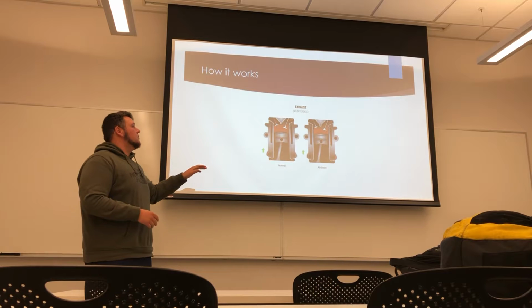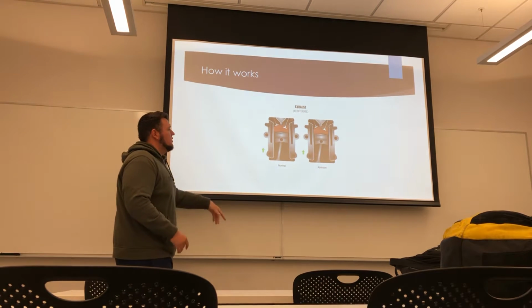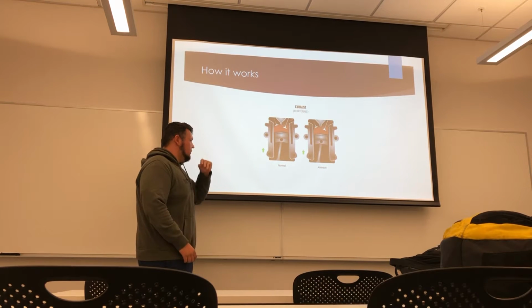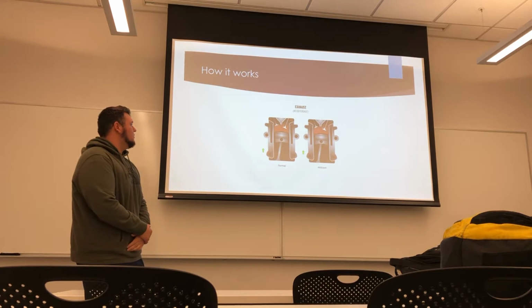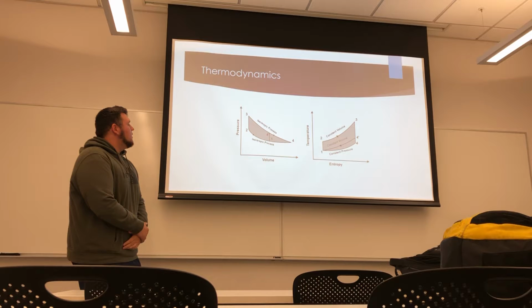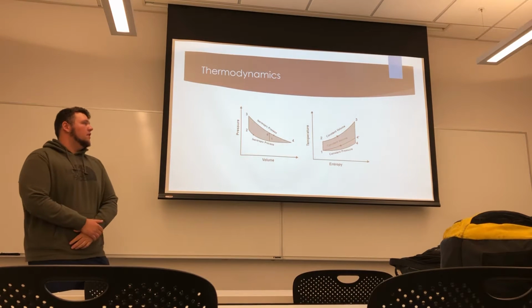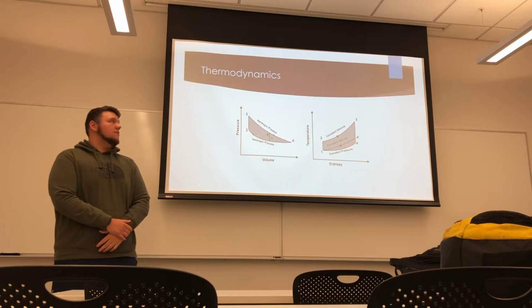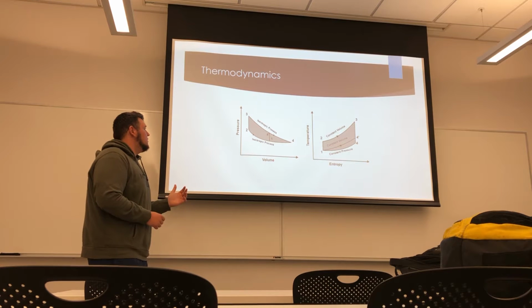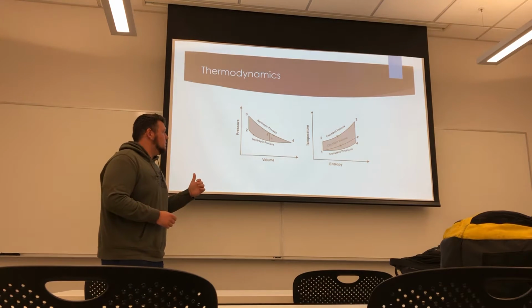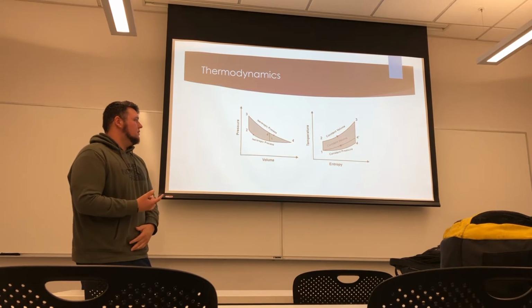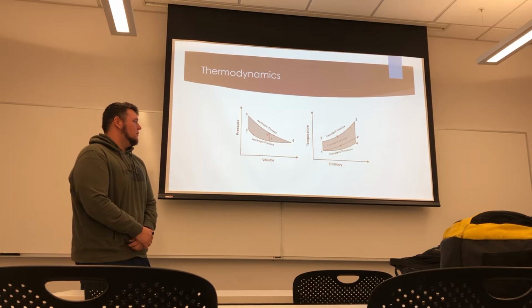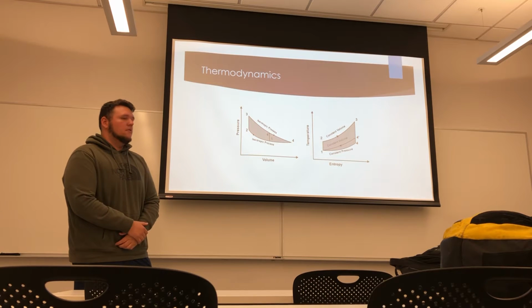So this is the exhaust stroke. As you can see, there's no difference between the Atkinson and the Otto cycle. They're very similar. So these are the PV and TS diagrams of the Atkinson cycle. We have two isentropic processes, two constant volume processes, and a constant pressure process within the cycle and within the stroke.